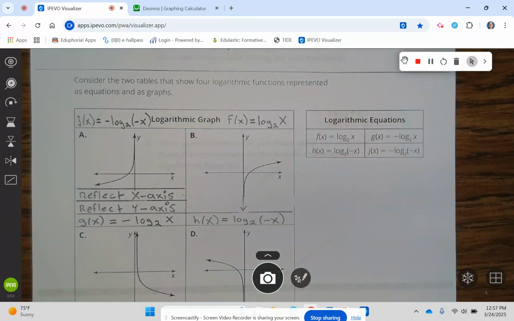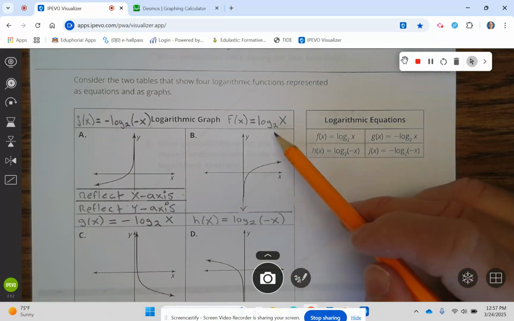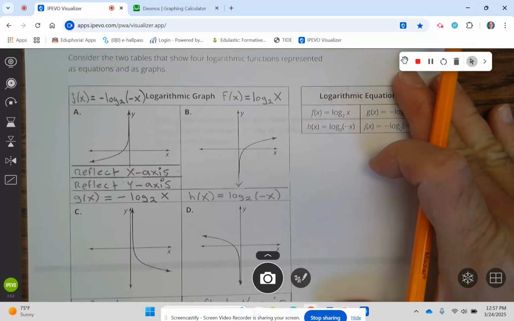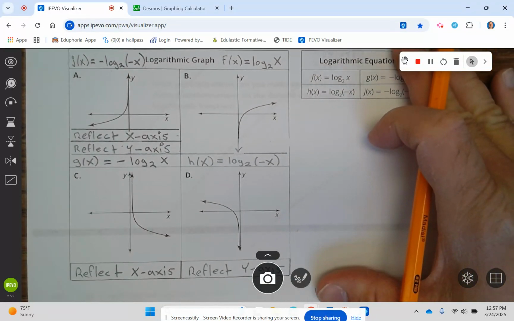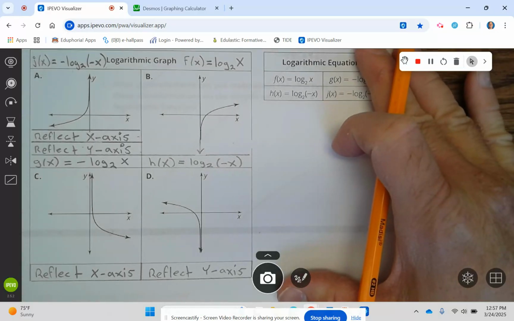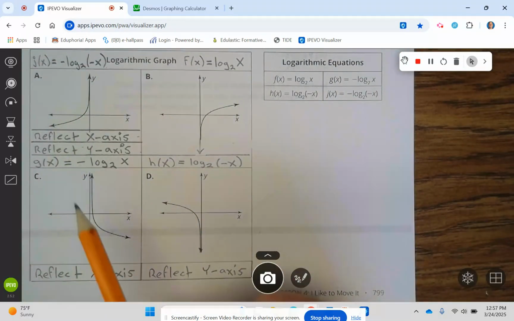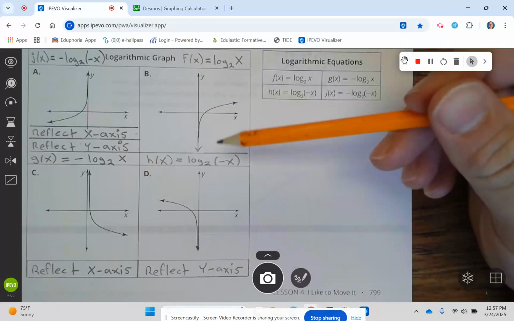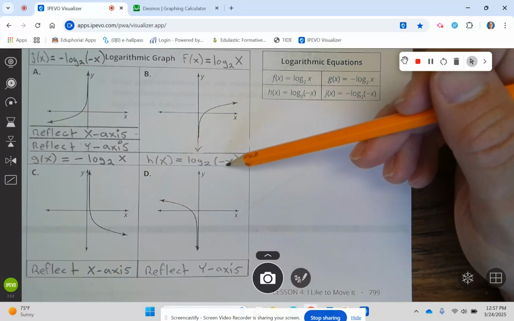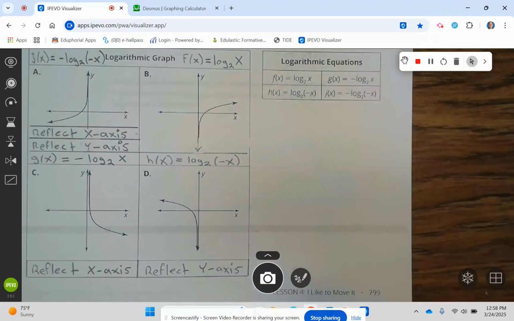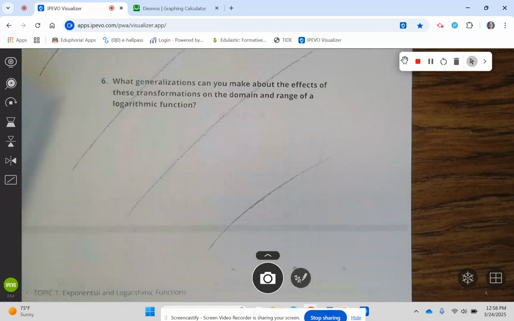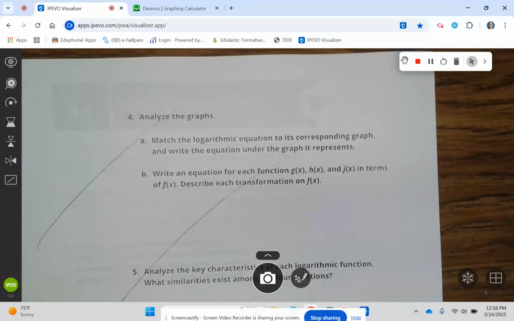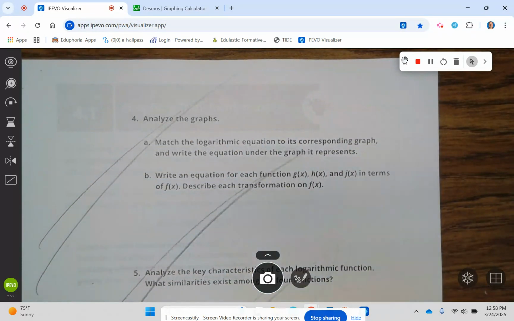B is f of x equals log base 2 of x, C is g of x equals negative log base 2 of x, and that reflects the x-axis. D is h of x equals log base 2 of negative x, and that reflects the y-axis. All right, go ahead and finish up that table. All right, go ahead and mark out this page.